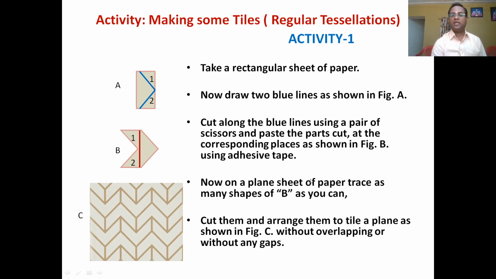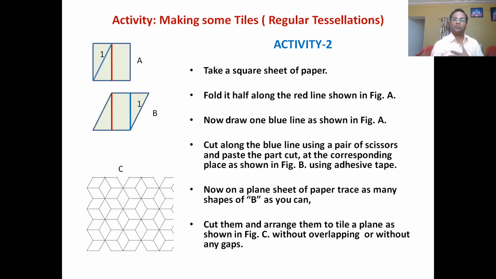Now on a plain sheet of paper, you trace as many shapes of picture B as you can, cut them, and arrange them to make this beautiful kind of tiling. So I think with this activity, children, you are very clear how to tile. Let us move on to one more activity.